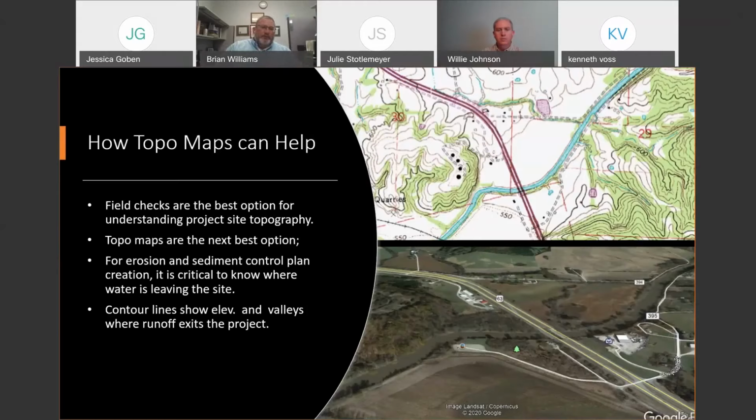So keep that in mind as a tool in your toolbox that you can use is not only Google Earth, but using some topo maps to understand where water's leaving your job site so you know where to put the DMPs. Okay.